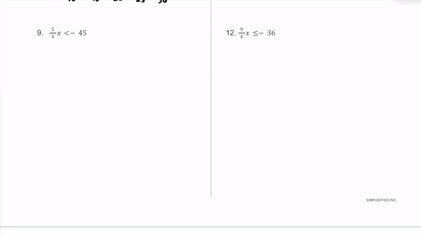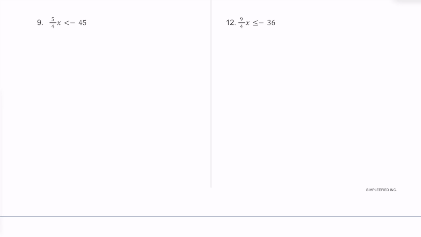In this next example, we have 5/4 times x is less than -45. Alrighty, so we've seen a problem like this in the past. What we could do on both sides, because 5/4 is multiplying by this x, is divide both sides by 5/4, or you can know that dividing by 5/4 is the same thing as multiplying by 4/5. So I'm going to go straight to that and use that, which is called the multiplicative inverse. So I'm just going to go ahead and multiply both sides by 4/5.